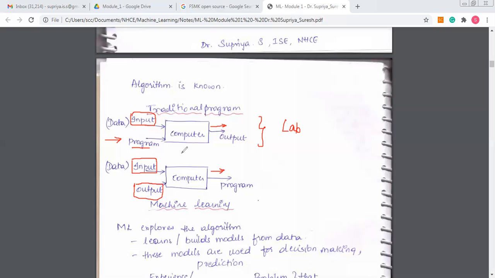So ML explores the algorithm. It learns or builds the model from the data. The data that I'm going to give is the input, right? So it learns or builds the model from the data, and those models are used for decision making. So this is what I'm giving to the machine. So I'm going to train the machine with the given data, right?